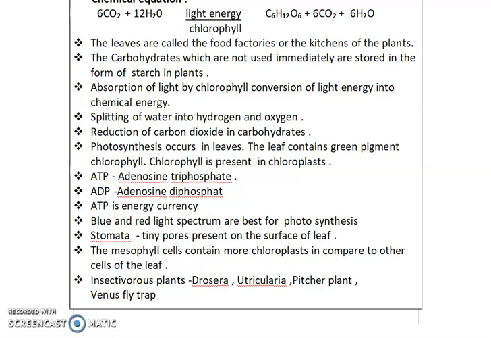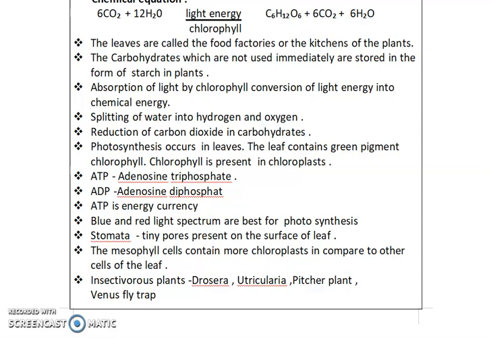The chlorophyll is absorbing sunlight, and this light energy is converted into chemical energy. Then there is splitting of water. You know H2O, the water molecule, is split into hydrogen and oxygen. Next, you see reduction of carbon dioxide into carbohydrate.